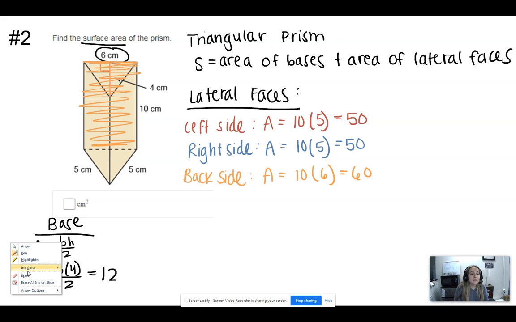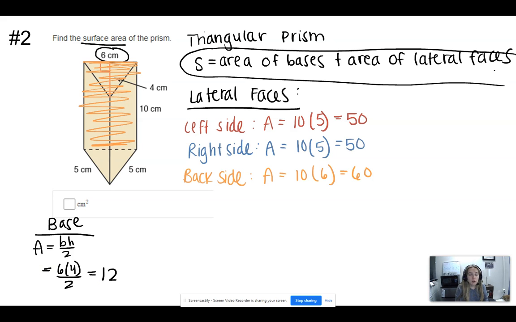Okay, from here, we have the area of the lateral faces and we have the area of the base. So now we're going to plug it into this original formula that we wrote. So we're going to write S equals, now the area of the bases. There are 2 triangular bases, okay? There's not 1, there's 2. So I'm going to add 2 12s since there are 2 triangular bases.